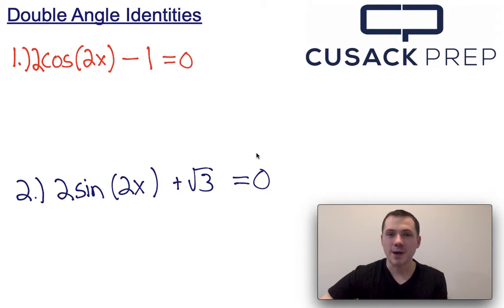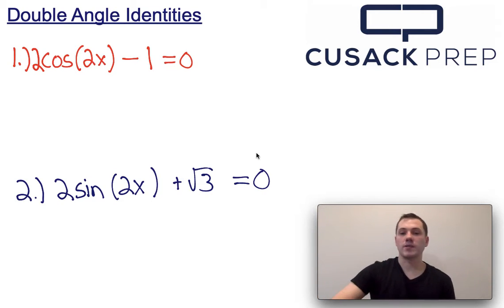This is Brendan with Cusack Prep, and what I've got for you today is another video describing how to solve double angle identities problems. In the last video, we talked about double angle identities where we didn't just have cosine of 2x in an equation or just sine of 2x, but within those equations we had another trig identity. This video is to help you with a slightly different type of problem where you only have cosine of 2x or you only have sine of 2x.